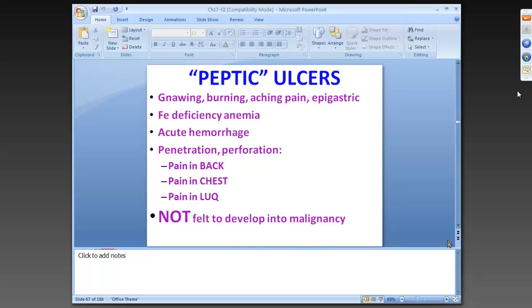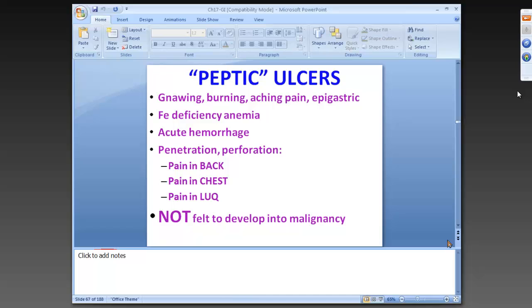Let's go to peptic ulcers. Gnawing, burning, aching pain, epigastric. We will all here in this classroom deal with a patient with peptic ulcers. It is as safe as saying that we were born to pay taxes and die inevitably. Well, when you choose to be in medicine, we all will see a case of peptic ulcers.